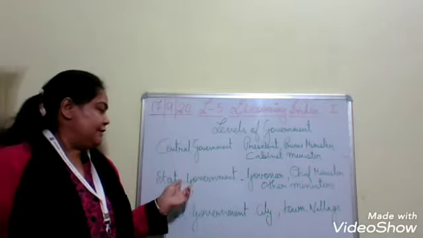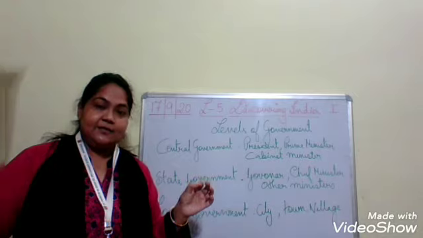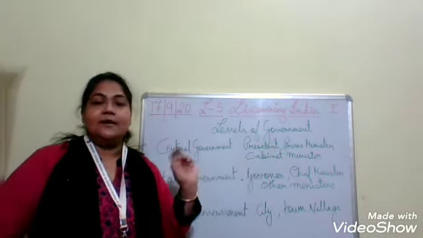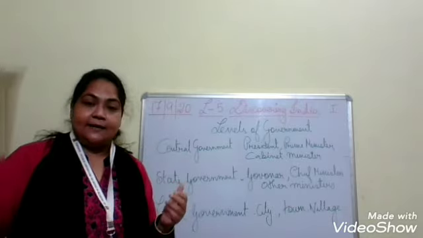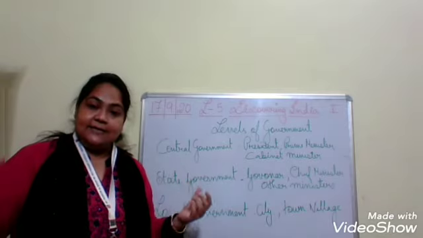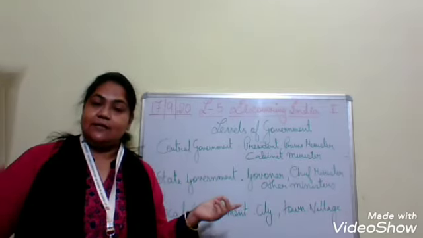Okay. Then moving to the state government. We have 28 states, children. In every state you are going to find one governor, a chief minister, and other ministers. And next, coming to the last one, we have the local government, that is cities, towns and villages.